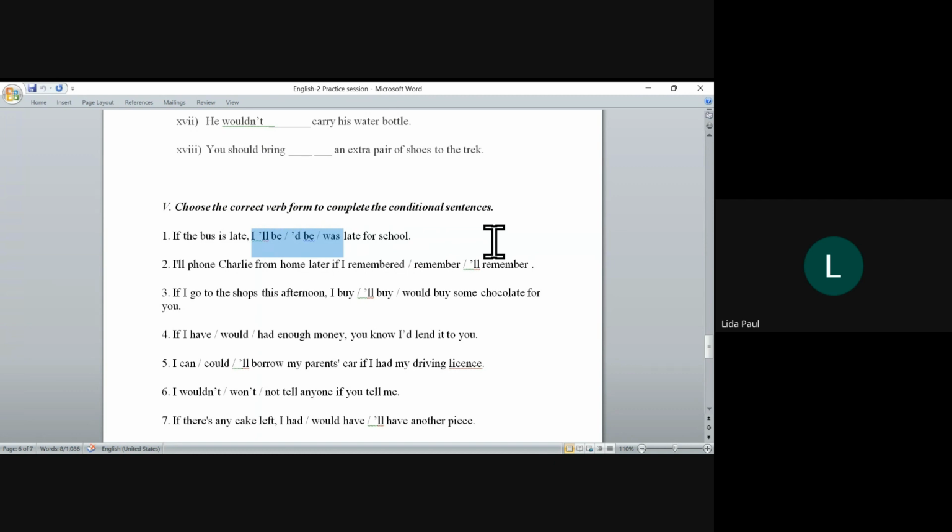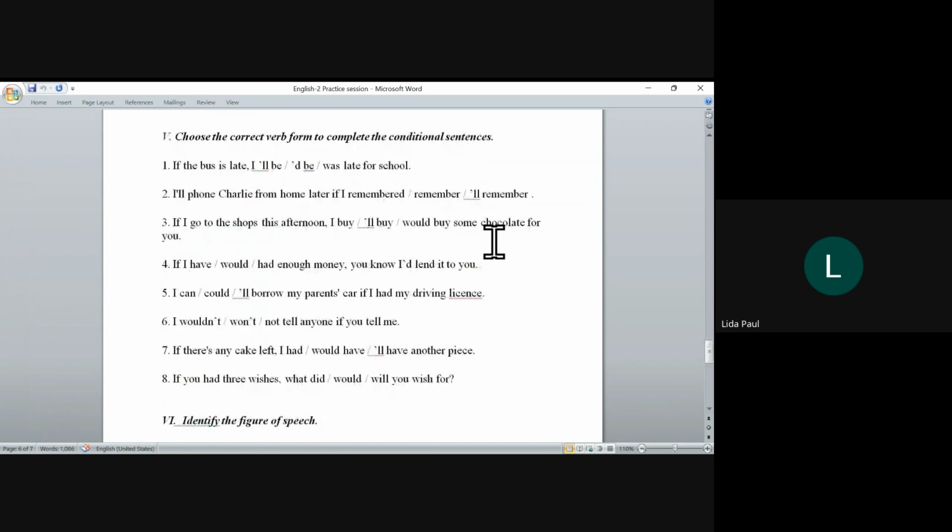Okay, sixth one. I won't tell anyone if you tell me. Won't, right? I won't tell anyone if you tell me. Which conditional is this? I won't tell anyone if you tell me. First, right? First one.